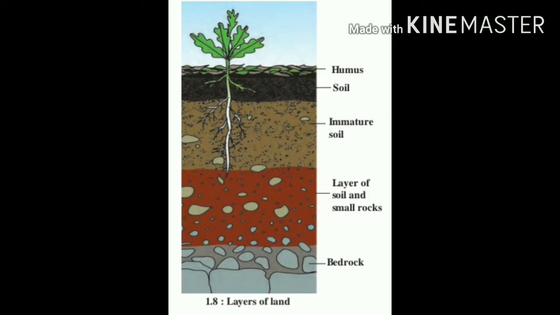The topmost layer of the soil is formed by the decomposition of the remains of plants and animals, and this is called as humus. Below this layer, there is a layer which is full of sand, soil, small stones, worms and insects. This is called as immature soil. Below this, there is a layer of soil and small rocks. Further, below this layer, the proportion of soil decreases and that of rock increases. This is the layer of bedrock or the last layer.